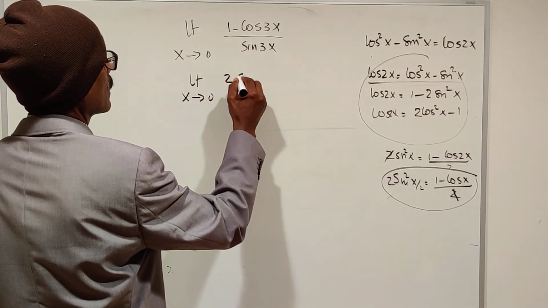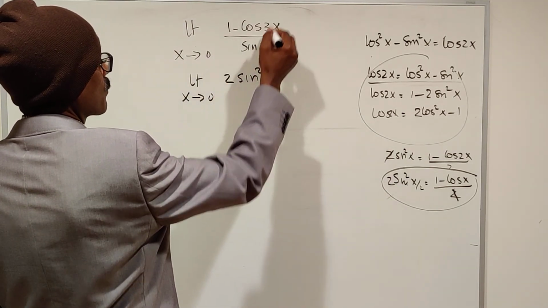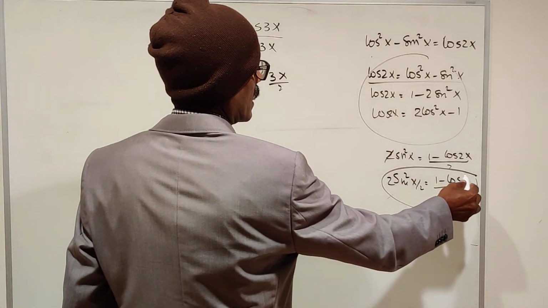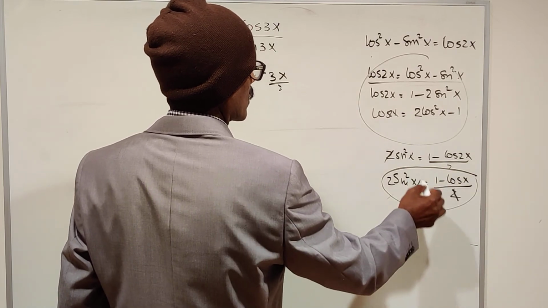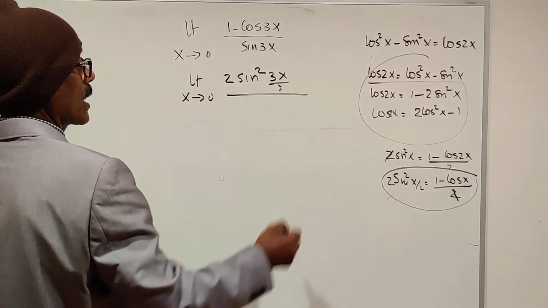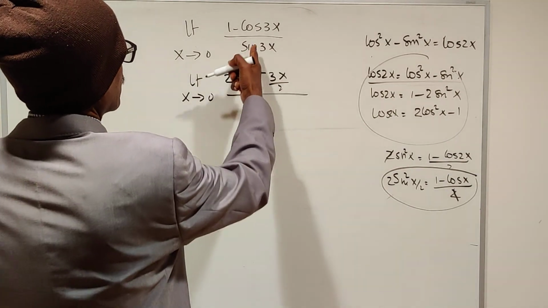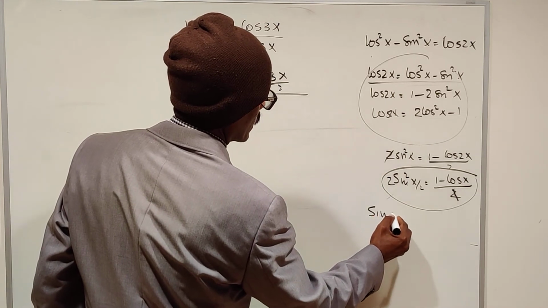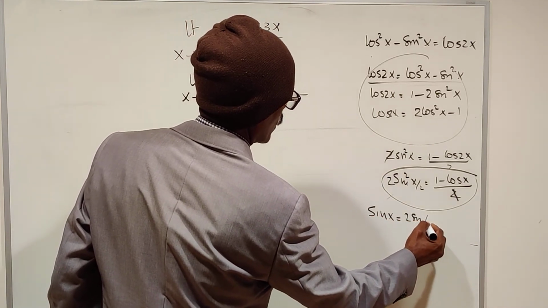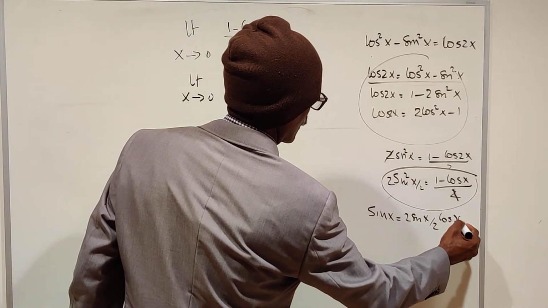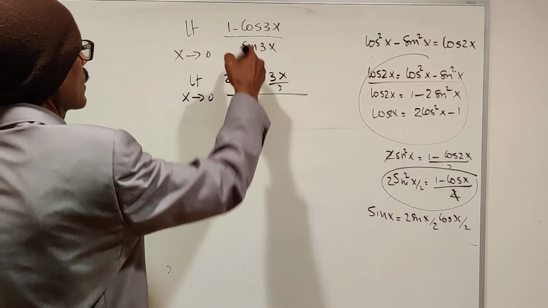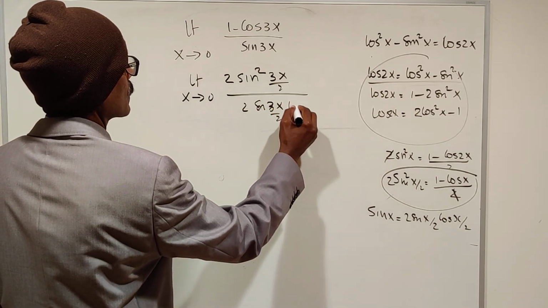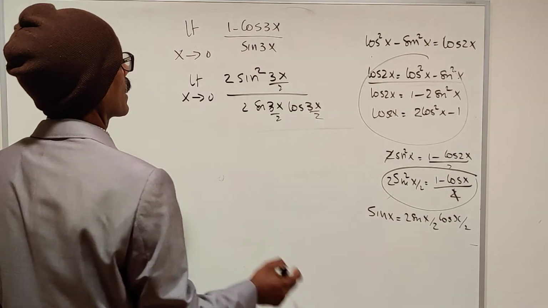2 sin square 3x by 2. See, just take the half of 3x. Here the half of x is x by 2. So right now I apply the formula. So here, what is sin 3x? See, sin x is 2 sin x by 2 cos x by 2. So just apply the formula here. 2 sin 3x by 2 cos 3x by 2. Okay, 2 cancels.